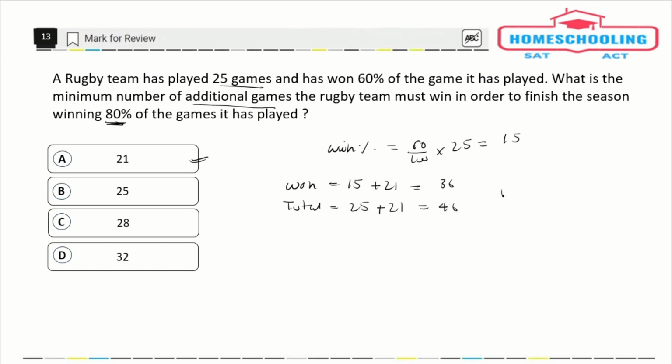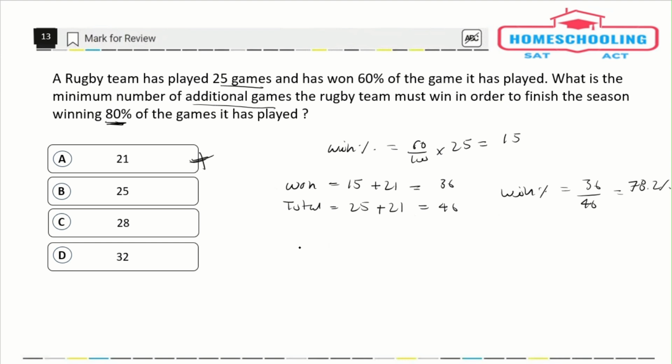So let's say winning percentage is how much? 36 by 46. Let me put it on the calculator. That is 78.2%. So the first option will not be correct.